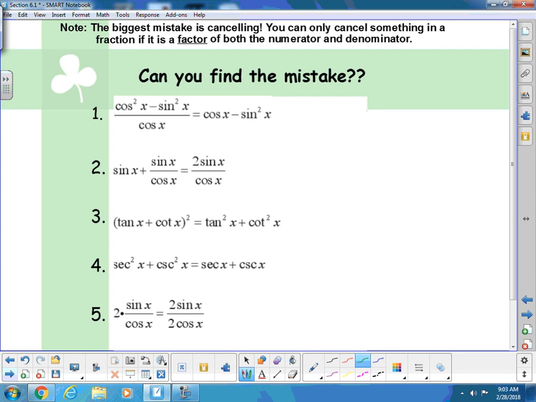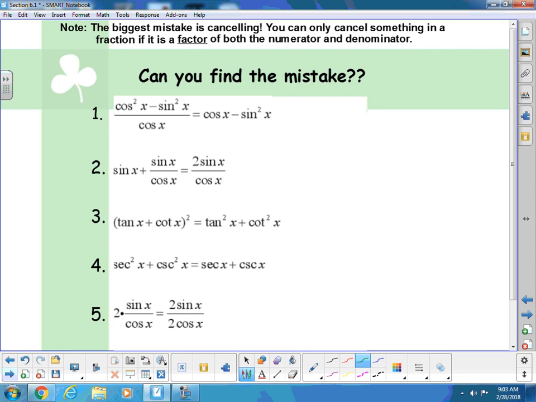Last set of problems for today, if you have a little bit of extra time. I've got 5 problems on here that are common mistakes that are made. The biggest mistake people make is factoring, but honestly, it's just algebra rules that people mess up on most often. So pause the video, take a couple minutes, and see if you can figure out the mistake that happened here.